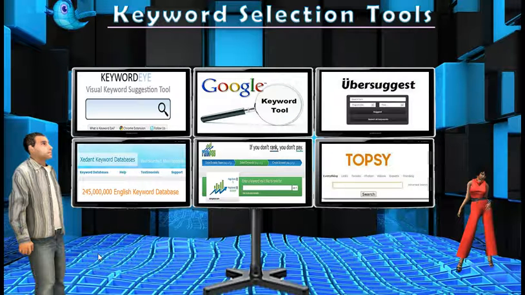In this video tutorial, we're going to talk about keyword selection tools. As we said in a previous video tutorial, you want to introduce your company's products and services by search habits your customers have already formed.